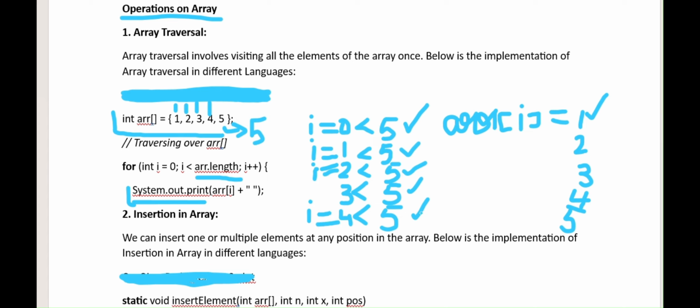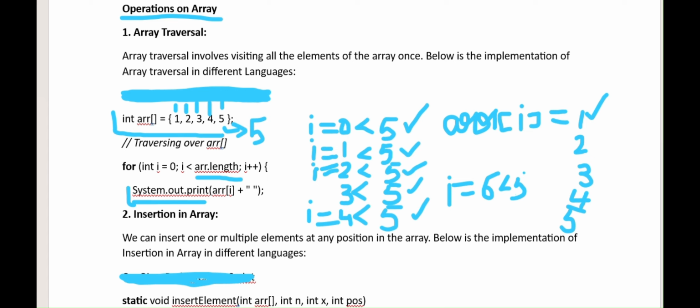4 is less than 5? Yes, it is true. Next, it will print array of 4, which is 5. Now i will increment, so i equals 5, and 5 is less than or equal to 5 no longer holds for the next step: i becomes 6. Is 6 less than 5? No, it is false.